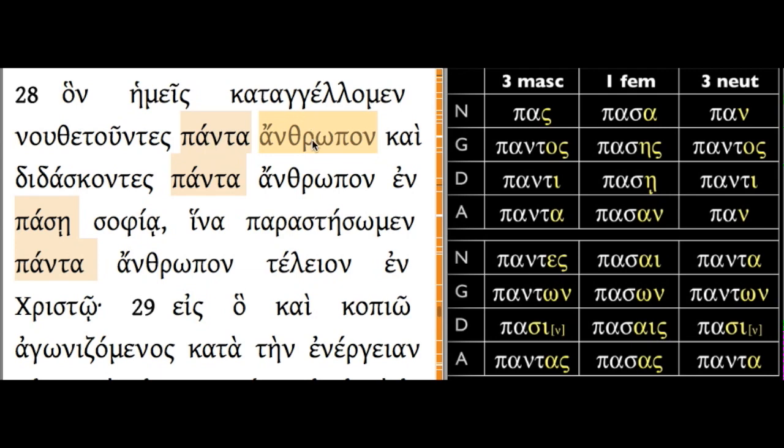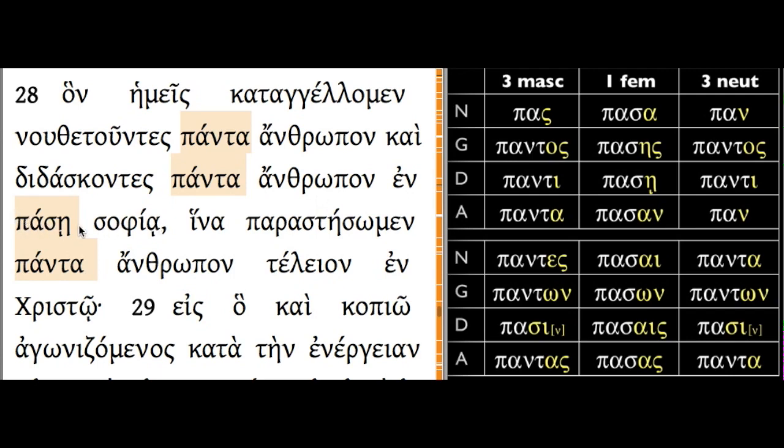Notice here the declension doesn't match. Panta is third declension. Anthropon is second declension. That doesn't matter. All that matters is that the case, number, and gender match. And here we have panta anthropon repeated. It's repeated again here.